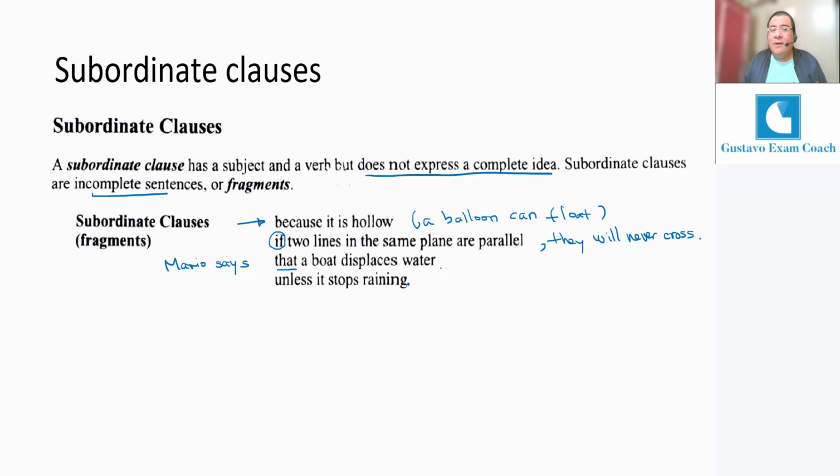So very interesting how subordinate clauses can blend in with dependent clauses in order to make complete sentences. We have a fourth example: unless it stops raining.